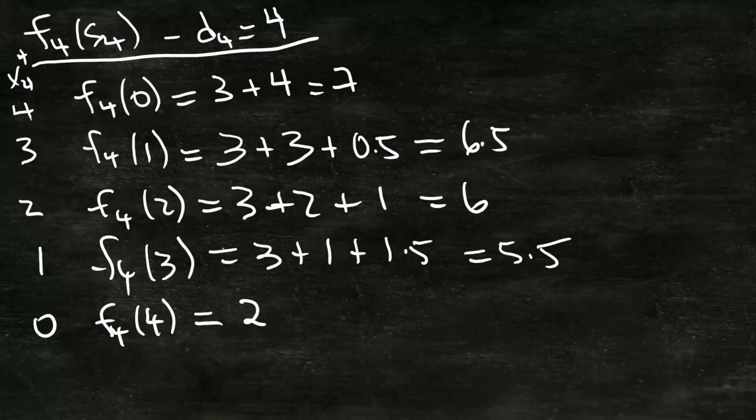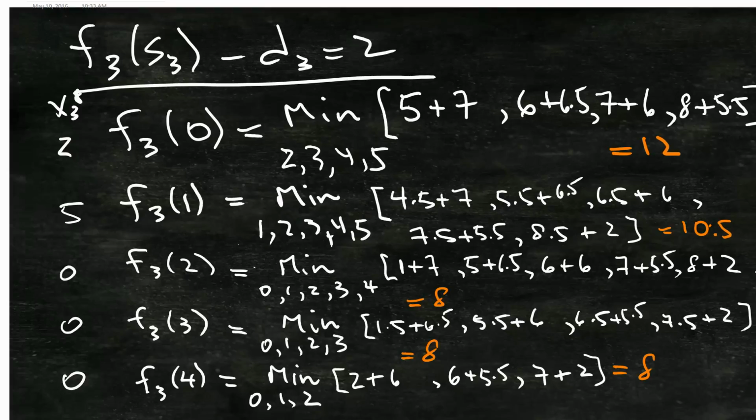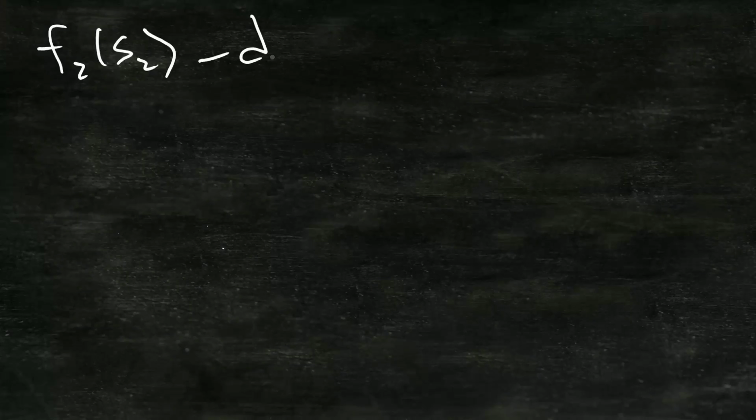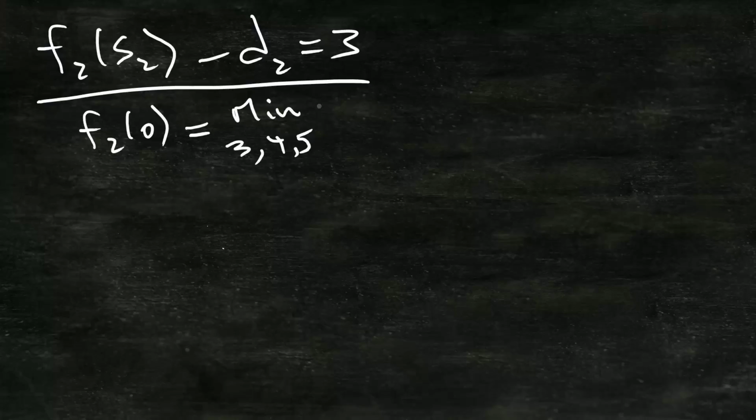So let's go here, and now we need to know what the demand is for the second month, which is 3. So we're now going to do F2, S2, and D2 is equal to 3. So we take F2 0. If it's 0, we have to produce at least 3. We could produce 4. We could produce 5, which is our maximum production level.